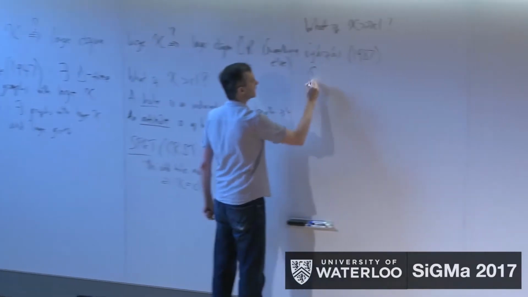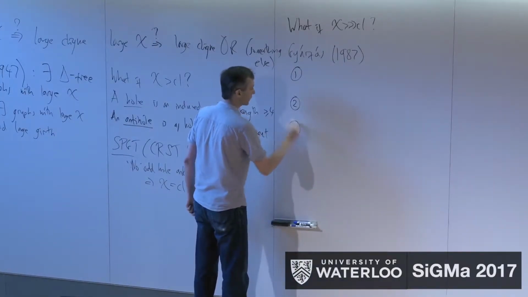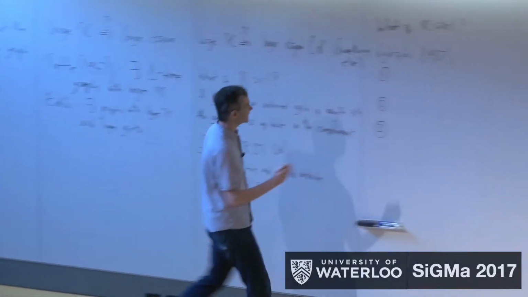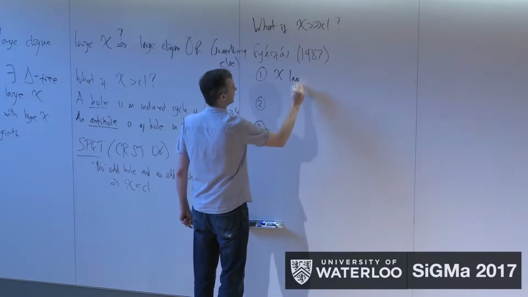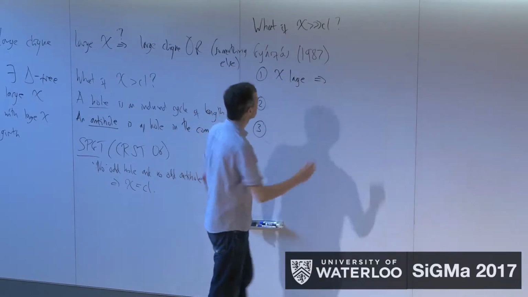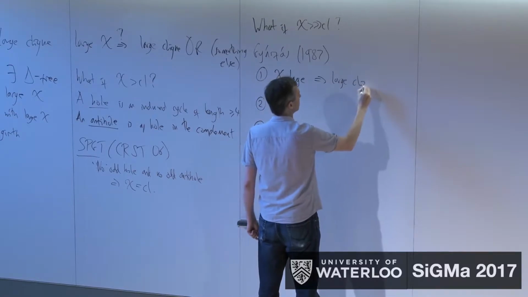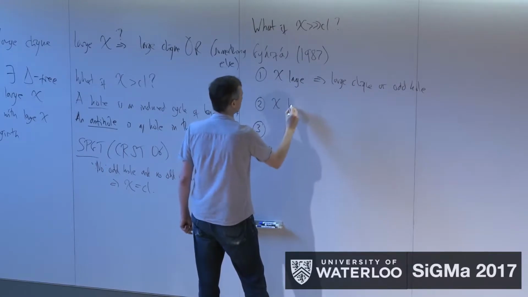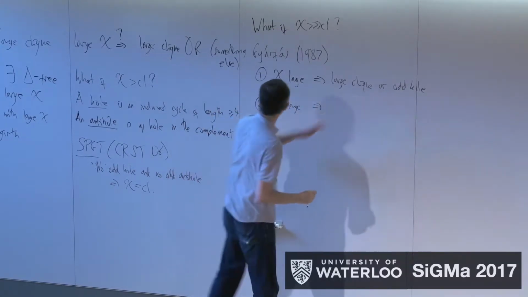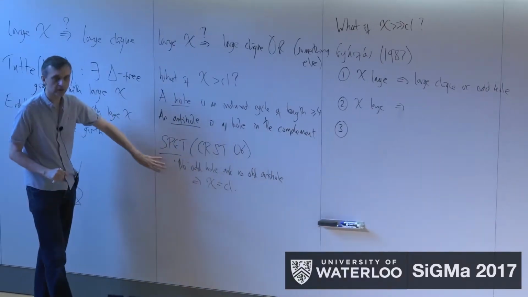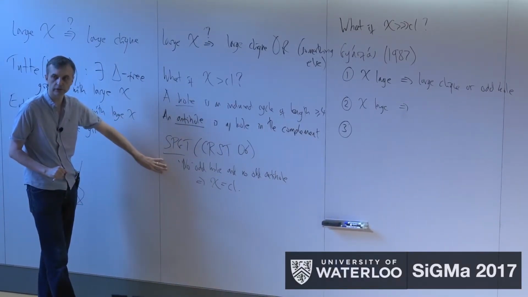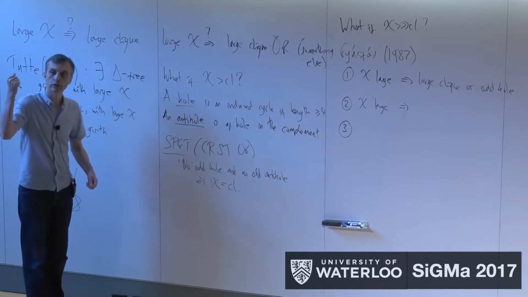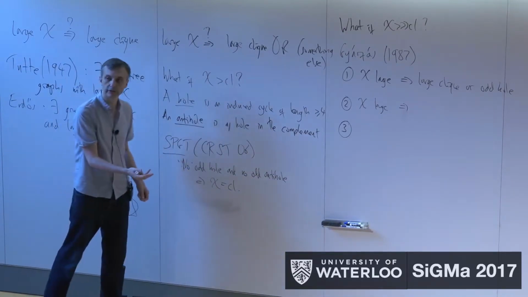In particular, there are 3 well-known ones involving cycles, and cycles or holes are what I'm going to concentrate on in this talk. The first one was chi large implies large clique or odd hole. The second one: you look at the strong perfect graph theorem, or strong perfect graph conjecture as it was, and that says if the chromatic number is large, you get a large clique or an odd hole or an odd antihole.